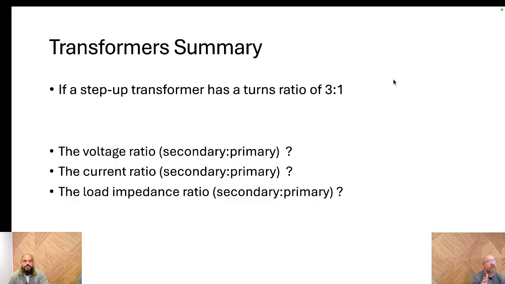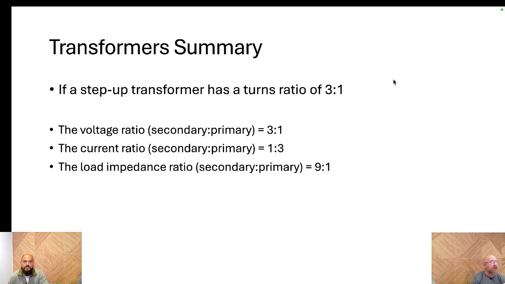If a step-up transformer has a ratio of 1:3, our voltage ratio is going to be 1:3. Our current ratio is going to be 3:1. And then later on, you'll know that your load impedance ratio is going to be a multiplication of those. If we click on the next slide, here are the answers: 3:1, 1:3, 9:1.